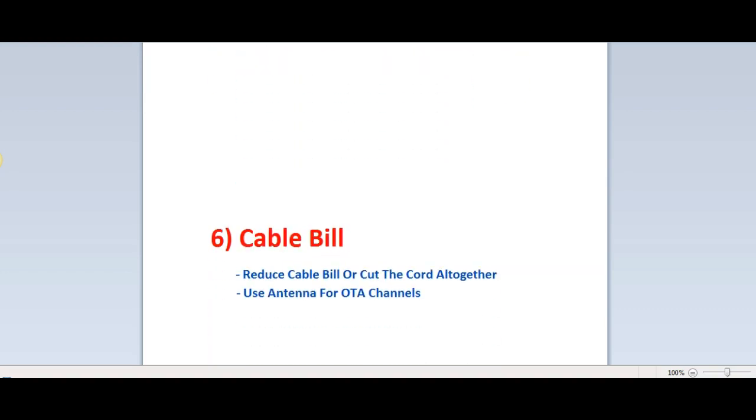Now this is a big one because people like their cable, and I forget where I read it or heard it from, but there was someone, I think it was a guy, I don't know if he was a bill collector or something.